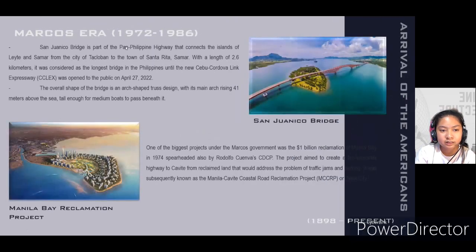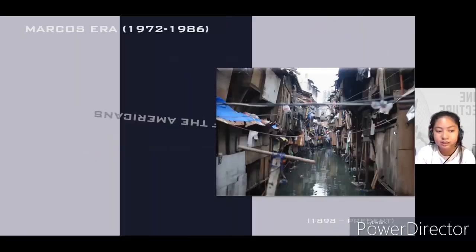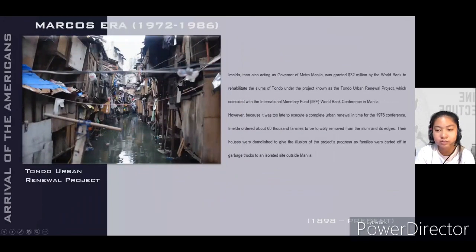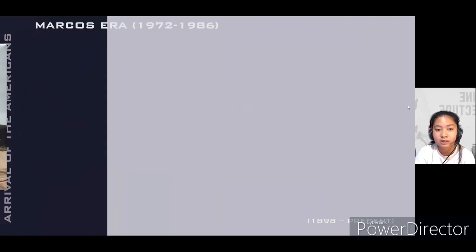And next is the San Juanico Bridge na nagko-connect po sa island ng Leyte and Samar from the city of Tacloban project, which was one of the biggest projects under the Marcos government, na nagkakahalaga po ng $1 billion. And the Tondo Urban Renewal Project para po sa mga mahihirap.